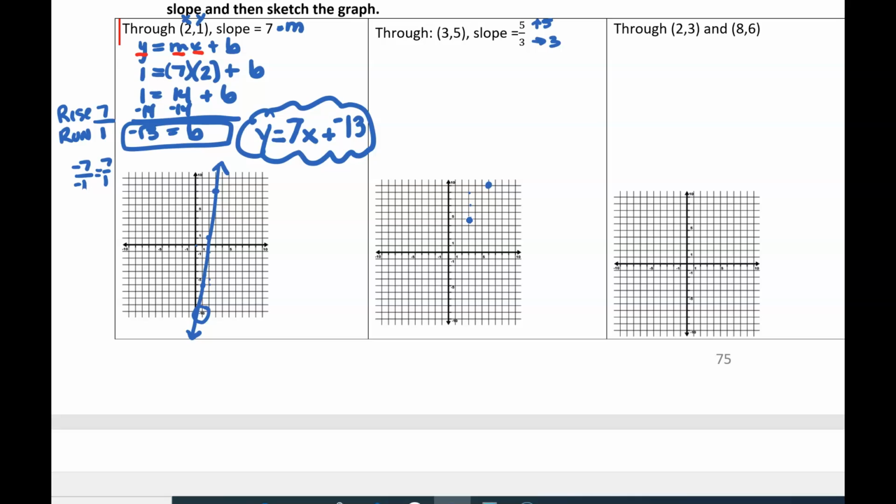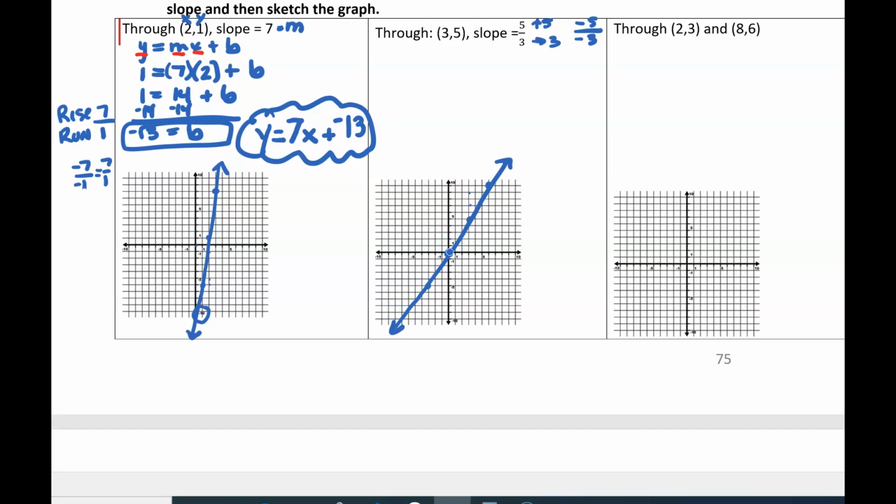So I'm going to start at my 3, 5, and I'm going to go down 5, 1, 2, 3, 4, 5, and to the left 3, 1, 2, 3, because going down 5 is -5 and left is negative, and a negative divided by negative is a positive. So then I could do it again. You could keep going if you wanted to, and then use a straight edge to connect.